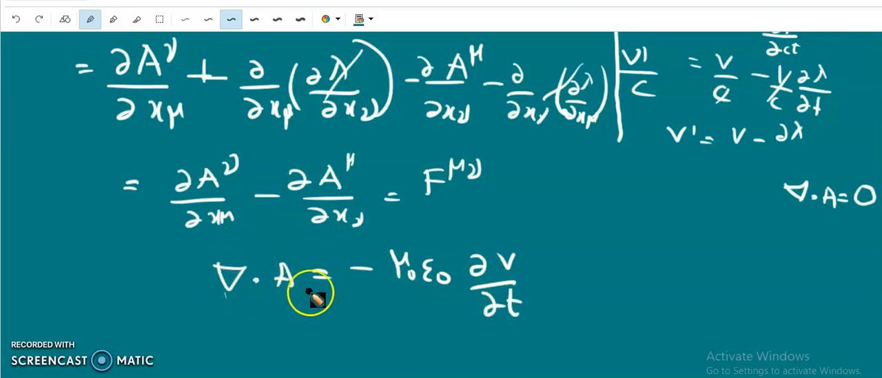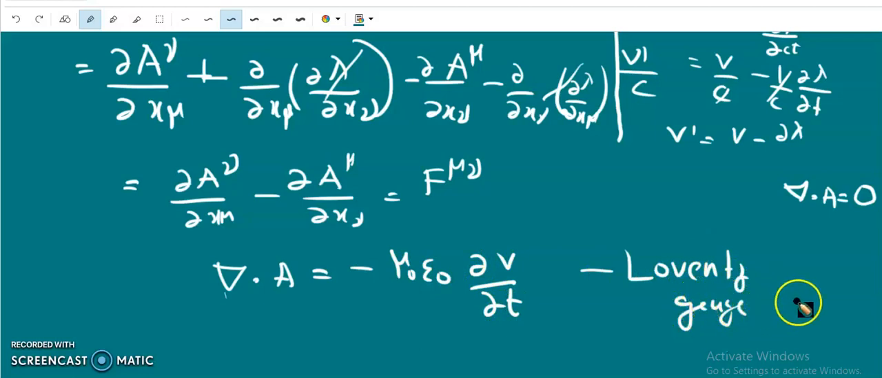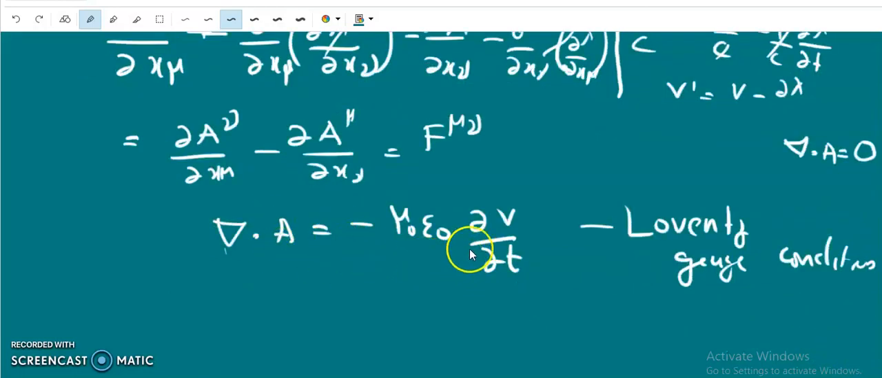If we choose this as minus mu 0 epsilon 0 dou V by dou T, it is called the Lorentz gauge condition. So ഇത് നമുക്കറിയാം, this reduces to Coulomb's gauge under static case. Static case V is independent of T and this term is 0. Del dot A equal to 0. But in the dynamic case, V is a function of T and therefore the right side is not 0. So ഇതാണ് Lorentz gauge condition.